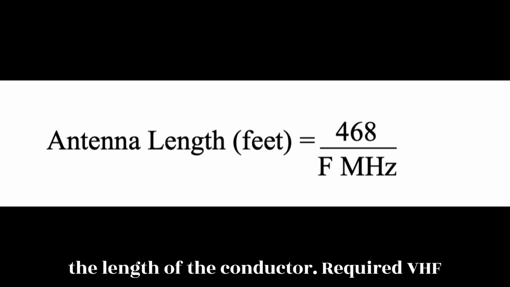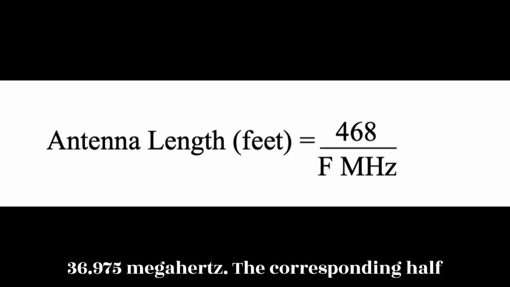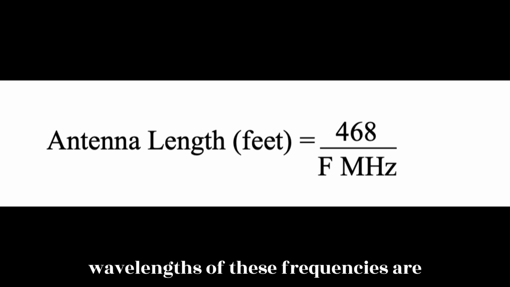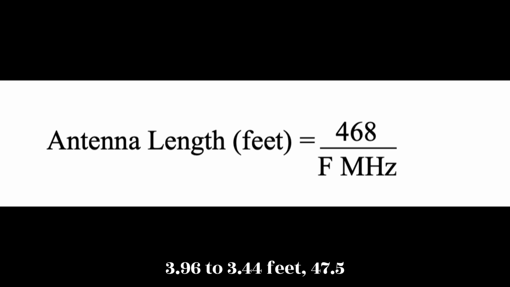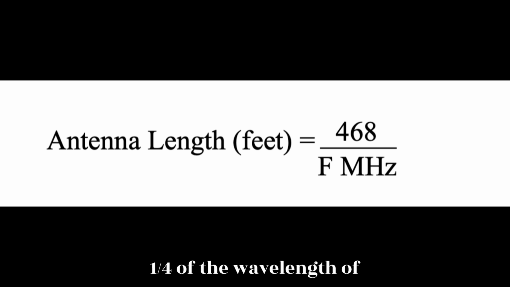VHF radio frequencies used by aircraft communication radios are 118 to 136.975 MHz. The corresponding half wavelengths of these frequencies are 3.96 to 3.44 feet, 47.5 to 41.2 inches. Therefore, VHF antennas are relatively long.